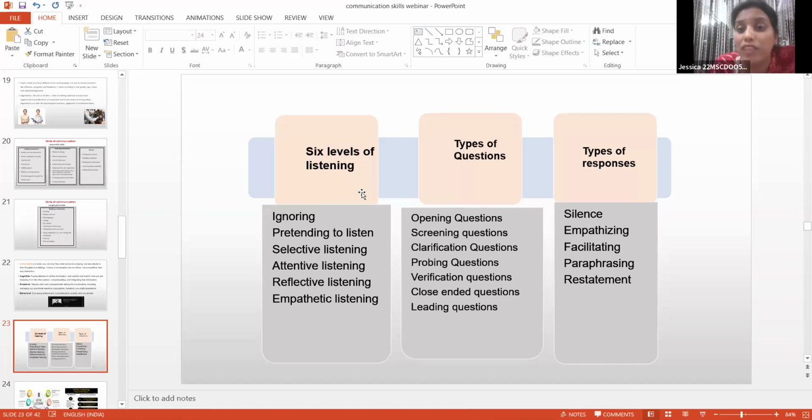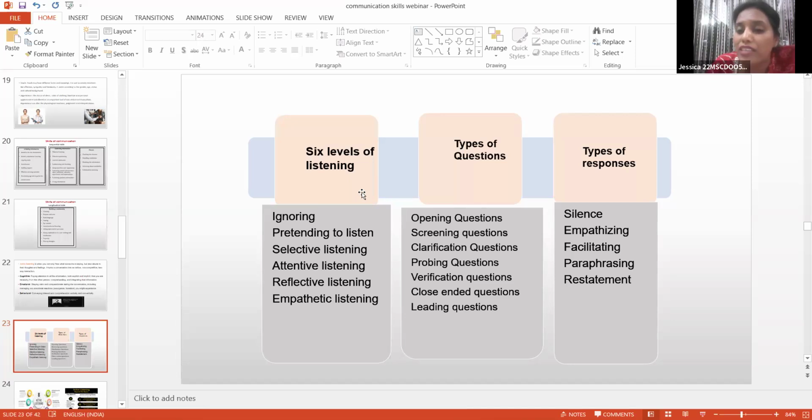Empathizing. Again, when you are talking to the patient, for example, the patient is in distress. Empathizing, saying I understand what you are going through, goes a long way towards patient-doctor interaction. Facilitating the patient to answer is again a very important type of response.